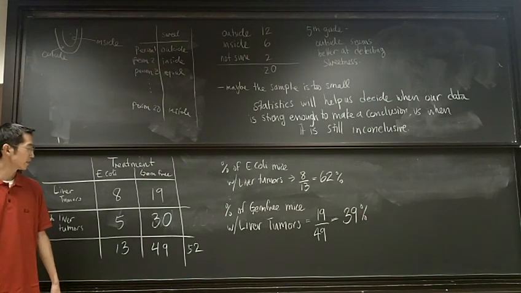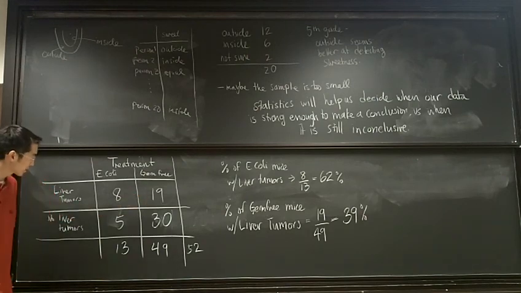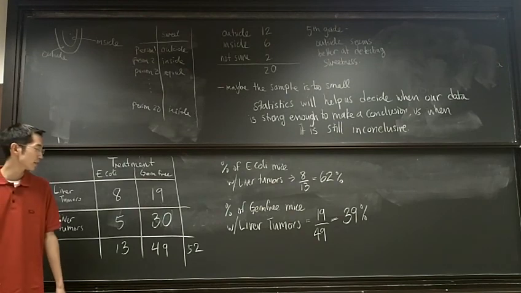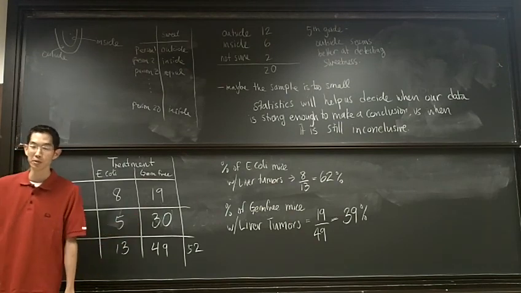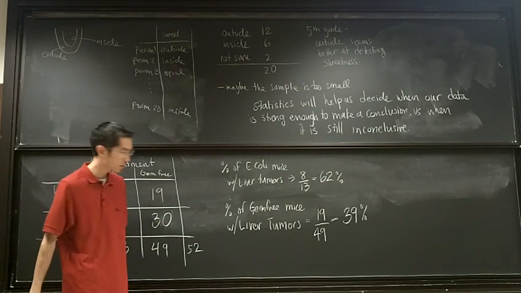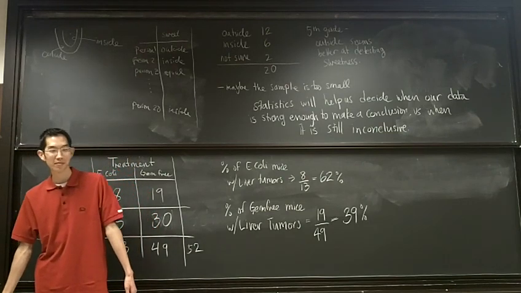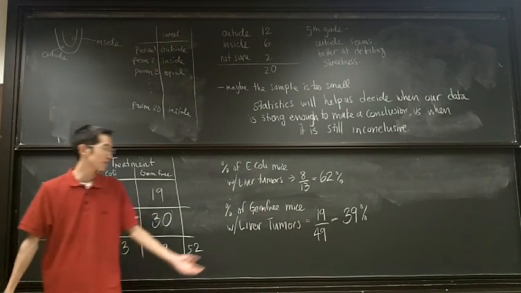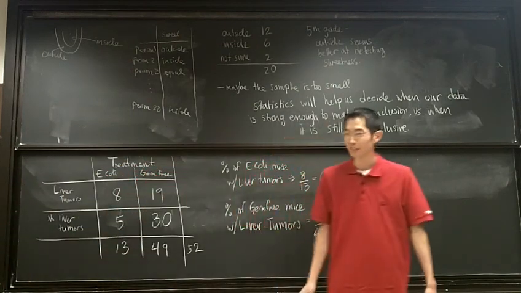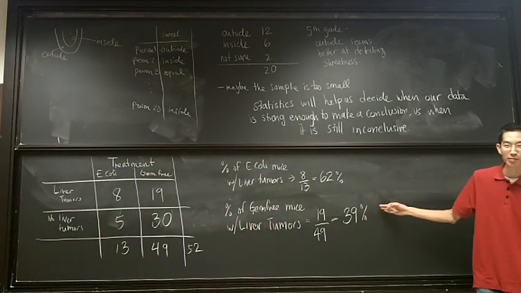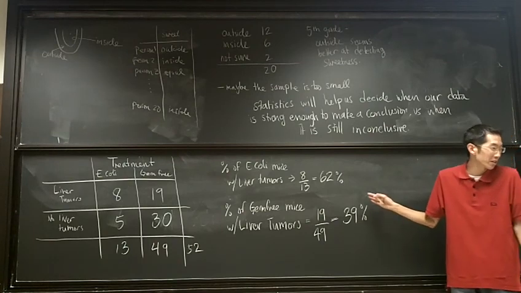So, what would you say? Does our data show that exposing mice to E. coli increases the risk of developing liver tumors? Yes. Okay, and we say yes because 62% is bigger than 39% or something like that, okay?